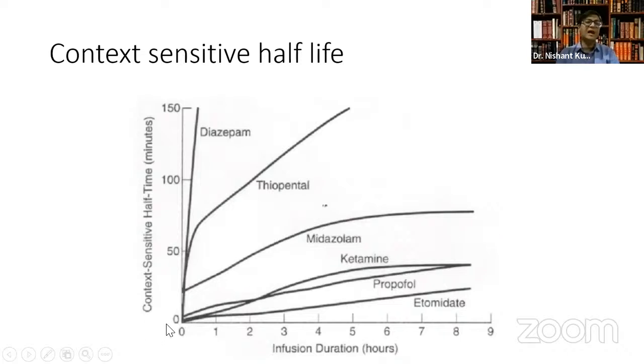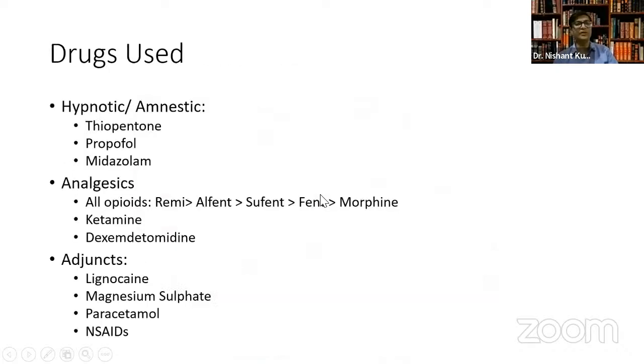That means that as the duration increases at a fixed dose, the context-sensitive half-time increases. It is pretty stable for remifentanil, for propofol, and ketamine. With dexmed also, it is quite stable, but all other drugs show an exponential increase.